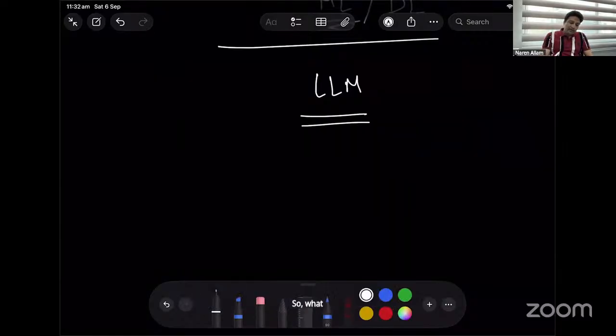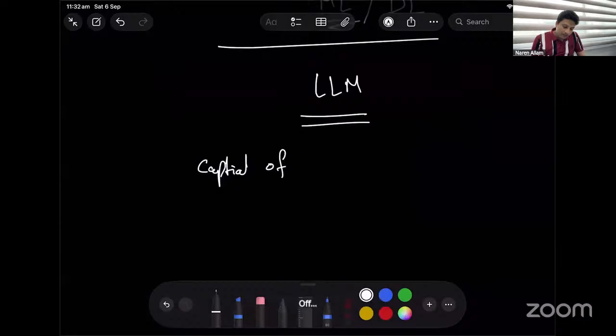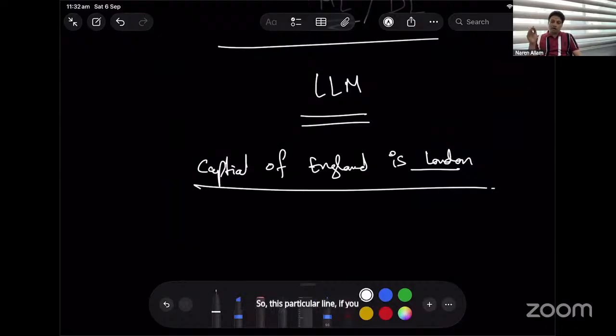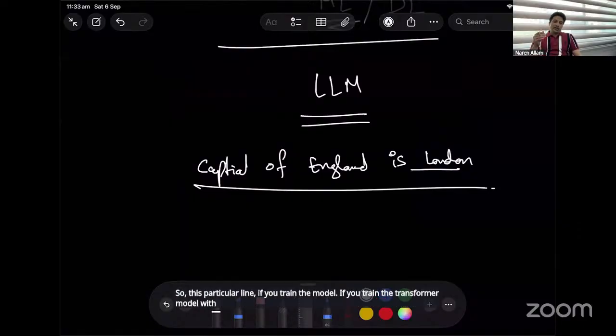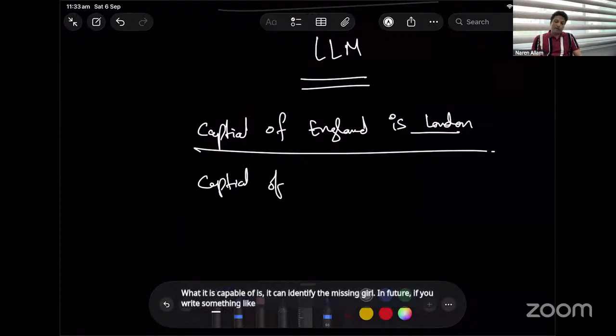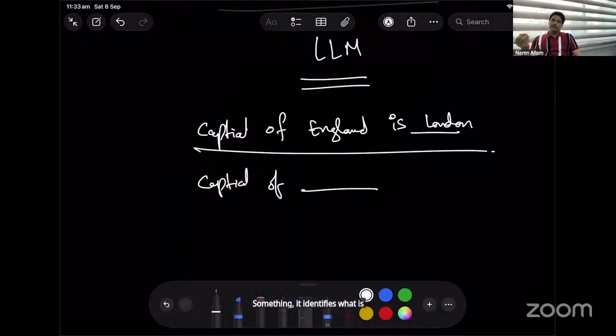An example for that is: capital of England is, so this is a line, right? Capital of England is London, right? If you train the transformer model with this text, it is capable of identifying the missing word. In future, if you write something like capital of something, it identifies the nearest word which is going to come after capital of. It might be England, it might be India, it might be America, right? Whichever is most frequently used, it will identify that particular word.